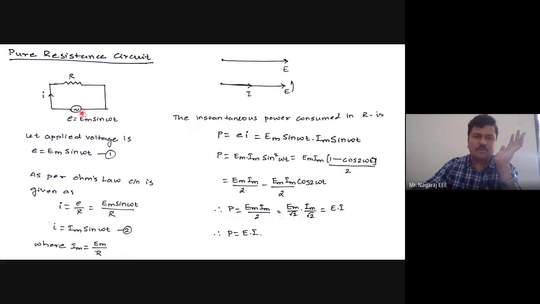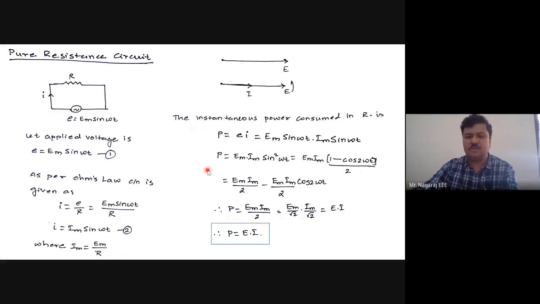Whatever complete power I am giving from source to this resistor, it is getting transferred into heat. So complete work is done there. So power consumed by the resistor is P equal to V into I. Whatever power I am giving from source to resistor, it is consuming it. So complete power consumption occurs in the R circuit.